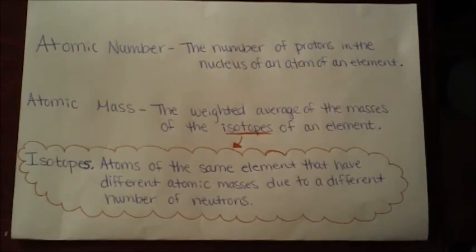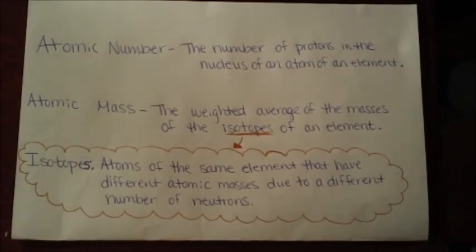The atomic number of an element is the number of protons in the nucleus of an atom of that element. The atomic mass of an element is the weighted average of the masses of the isotopes of that element. Isotopes are atoms of the same element that have different atomic masses due to a different number of neutrons.